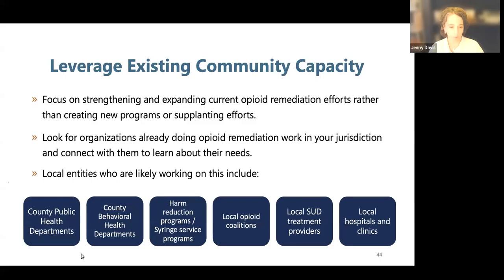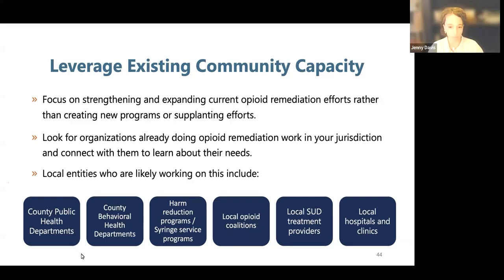So I wanted to get to this slide because these are the folks down at the bottom that, if you are struggling with how to invest your settlement funds, absolutely get into contact with. They're the ones that will be able to guide you almost without fail. So we have our county public health departments, county behavioral health departments. I really want to shout out our harm reduction programs and our syringe service programs. They're essentially our frontline folks that are working on this opioid crisis, and I can tell you they probably are always going to be thankful for additional funds for what they do.